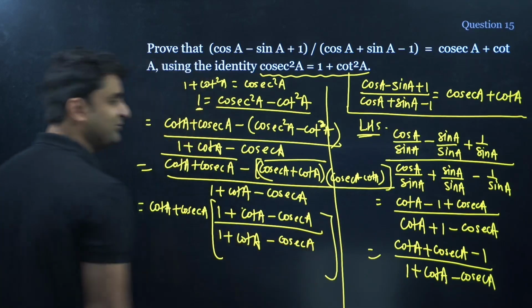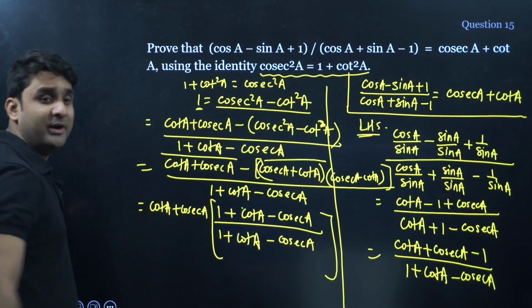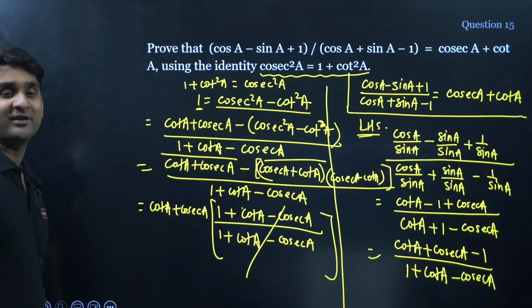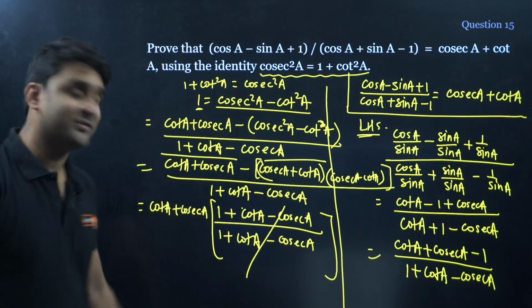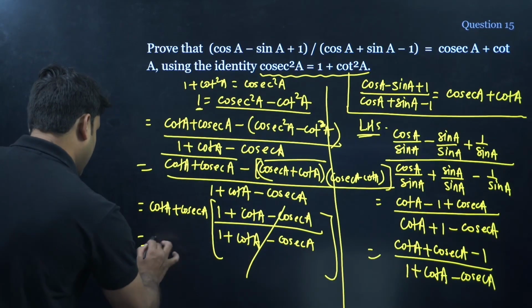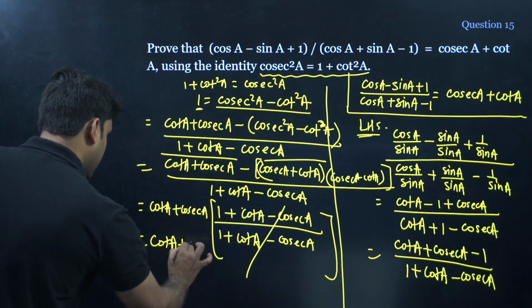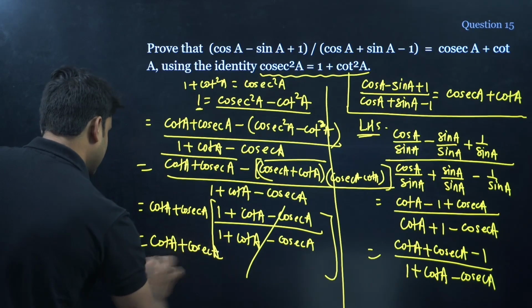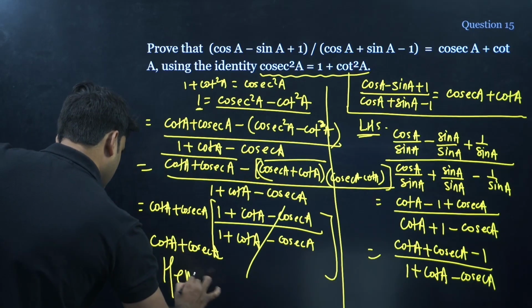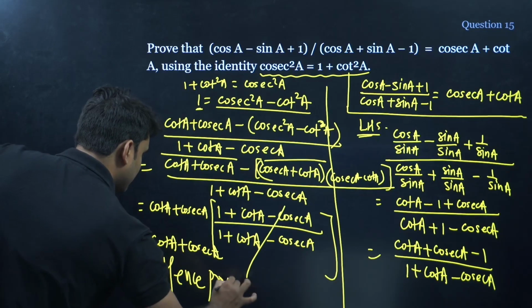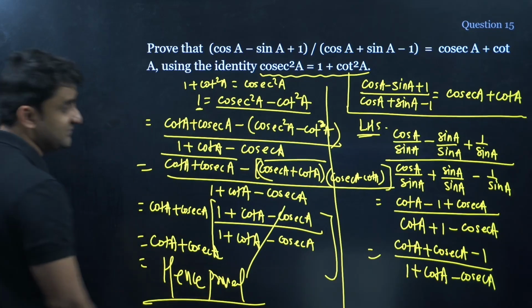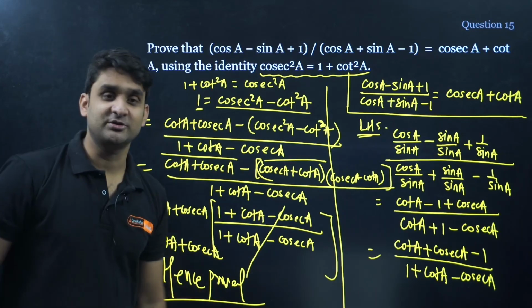Wow! Can you see here? Numerator and denominator both have become equal to each other. Now both are equal to each other, so they will be cancelled. So we have cot A plus cosec A. Hence proved. This is a really amazing question, guys. Let me tell you, this is a very good question, I would say.